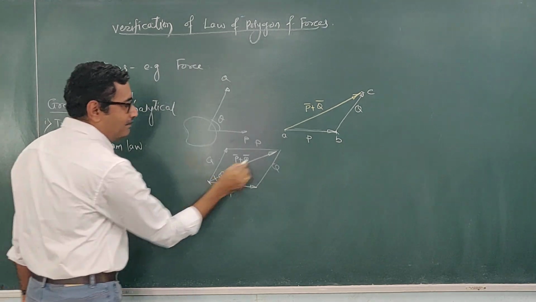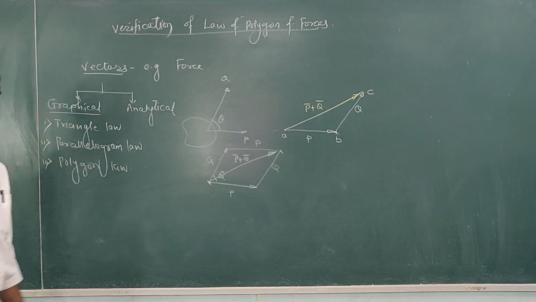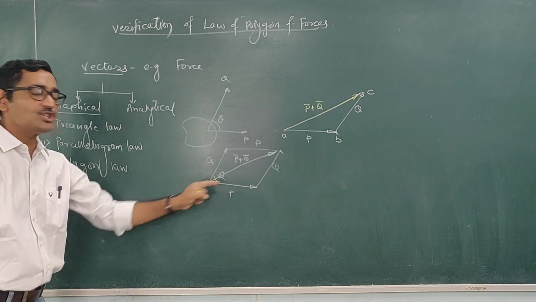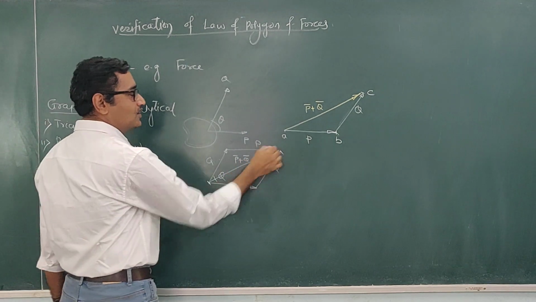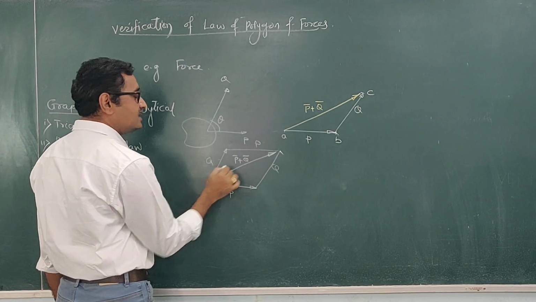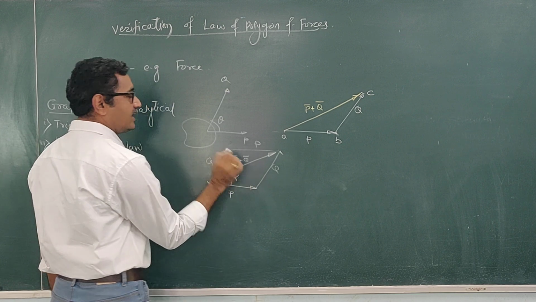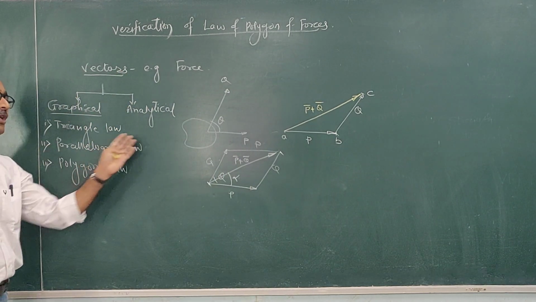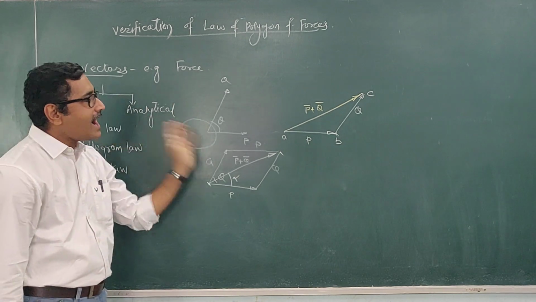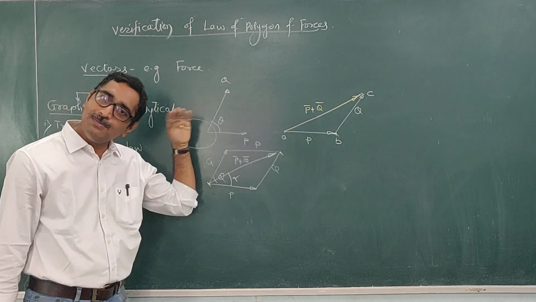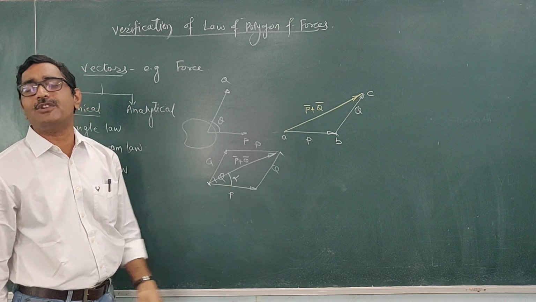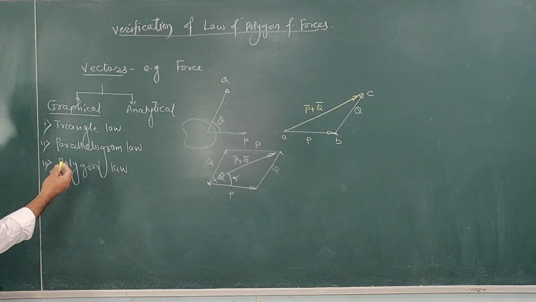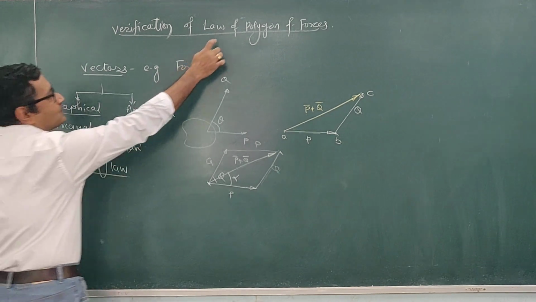If you measure the length of the diagonal, it gives you the summation of these two vectors. This length gives you the magnitude, and if you measure this angle, let us denote it as alpha, this gives you the direction. So this is the triangle and parallelogram law, which is applicable to add two vectors. It may be force vectors, velocity vectors, or any other vectors. Now the third one is the polygon law, which we have to study here.